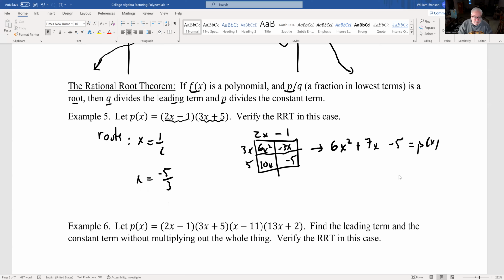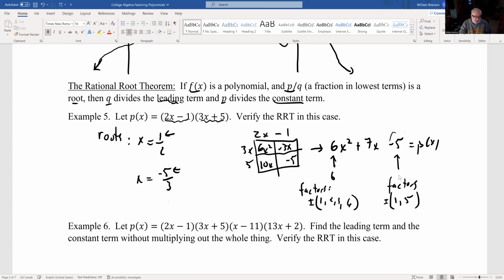And so the leading term coefficient is 6, and this has factors 1, 2, 3, and 6. The constant term is minus 5, and that's got factors 1 and 5. And keep in mind that all of your factors could be positive or negative, so we'll just throw those there. Okay. So if we check our roots, the numerator, the 1 and the 5, those are those two numbers, and the denominator, the 2 and the 3, those are numbers in there.